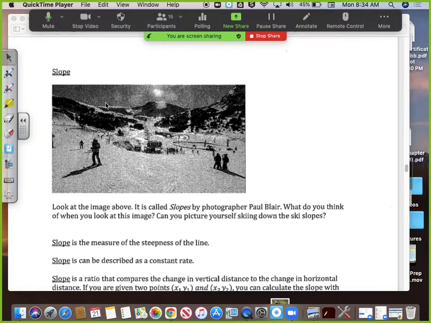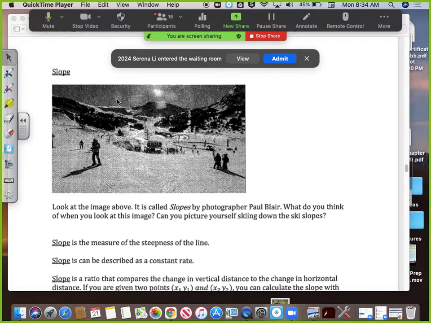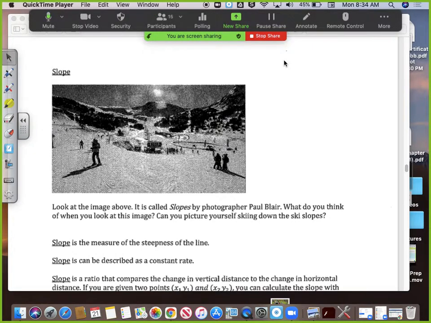So slopes are all about the change in your vertical movement, which is up and down, versus your horizontal movement, left to right. The steeper you are, the harder it would be to go up or down that slope, whether you're skiing down or walking up. And we can find slopes of lines using graphs, using tables, and using 2 points with either counting or using a formula. So we're going to actually find the slope today.